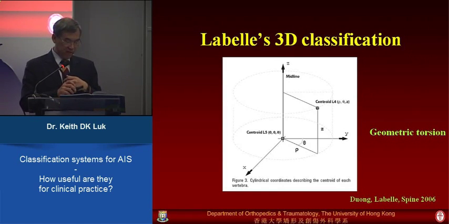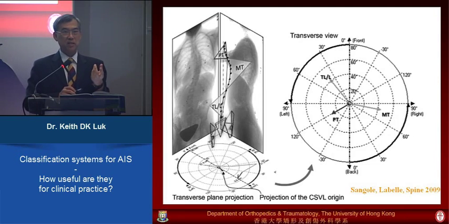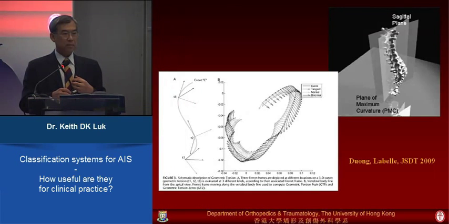You look at how much each of the vertebral body is rotated. And they come up with very complex classifications or complex descriptions of how each vertebral body rotates, and obviously consequentially how the ribs are being carried along and then giving you the rib hump clinically. But the classification is a little bit too complicated for clinical use for the time being.